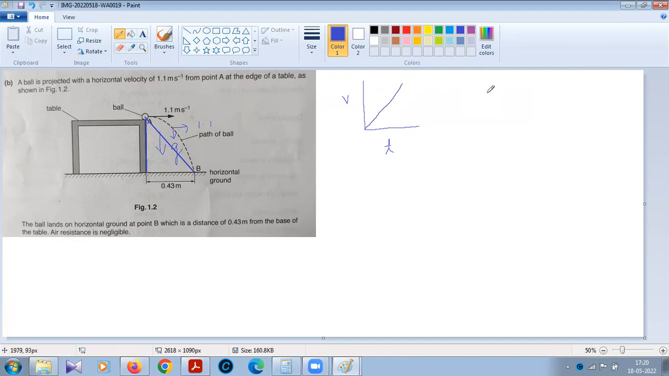Is acceleration constant? Acceleration is constant. Okay, but say when you are taking the air friction or something like that into account.